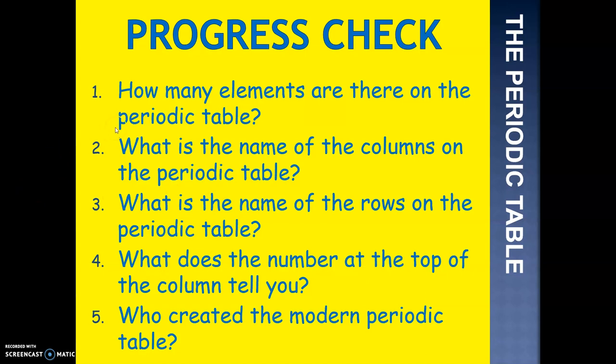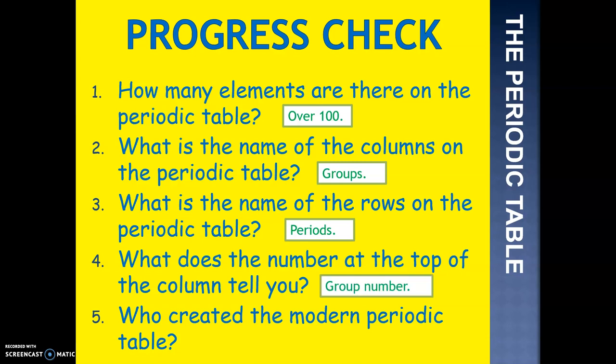Okay, so question 1 asks, how many elements are there on the periodic table? Well, actually, you don't have to count them up. An answer of over 100 would be sufficient. That'll be fine. Over 100. Okay, what is the name of the columns on the periodic table? As we've already stated, the groups, going down, vertical columns. What is the name of the rows on the periodic table? They're called periods. What does the number at the top of the column tell you? So above each column, that's the group number. So if it says group 1, 2, and so forth, that's the group number.